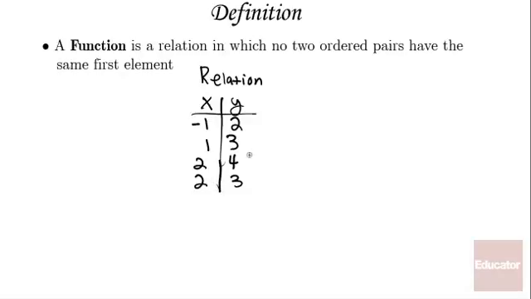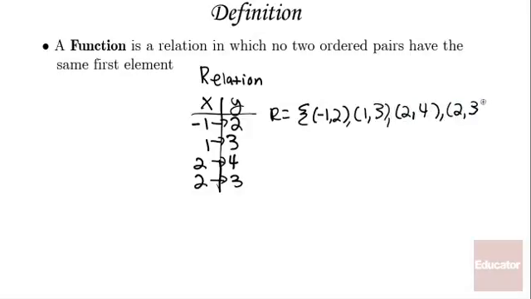For example, this table describes a relation, and each member of the first set of the x values corresponds to a member of the second set. You'll notice something here though. In this relation, there are two number twos. So if I wrote this relation out as ordered pairs, as (-1, 2), (1, 3), (2, 4), and (2, 3), I'd have two ordered pairs that share the same first value. That is still a relation, but it is not a function.